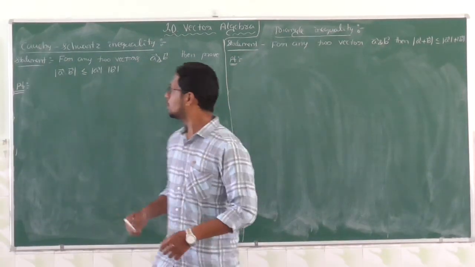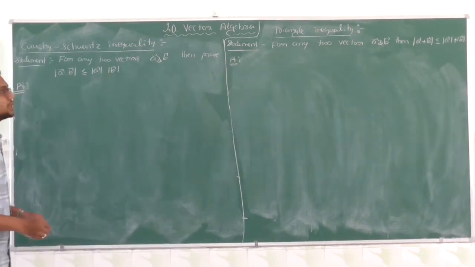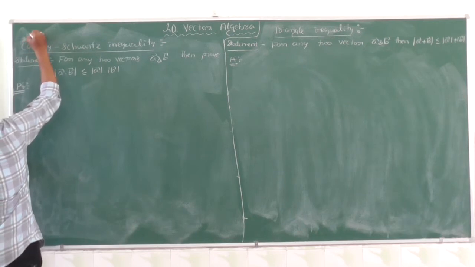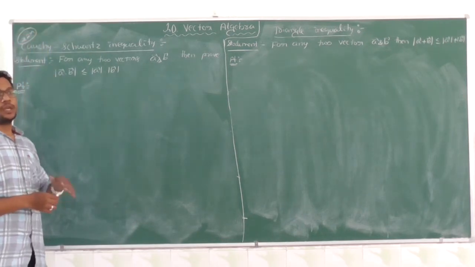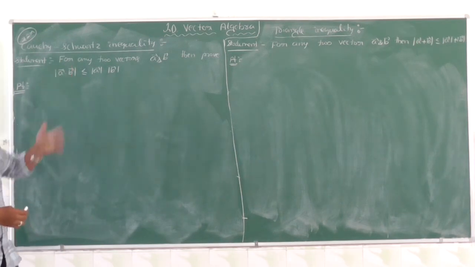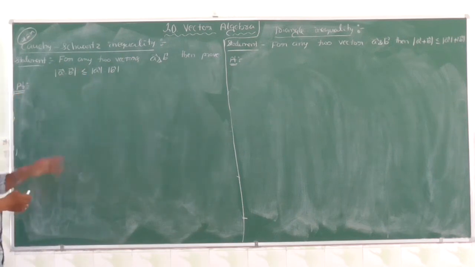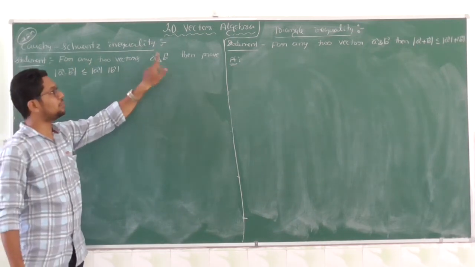Now let us prove the Schwarz inequality, the Cauchy-Schwarz inequality. This proof is important for 2 marks. He won't ask it by name, like Schwarz inequality; he will ask the statement itself. Don't worry. Here is the statement for any 2 vectors, A vector and B vector.